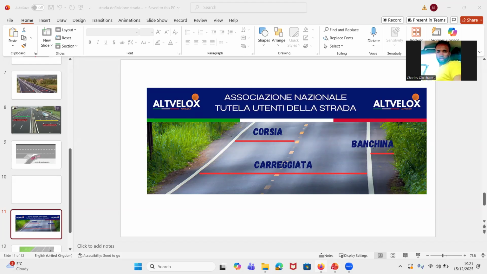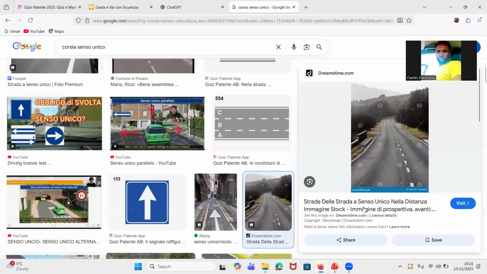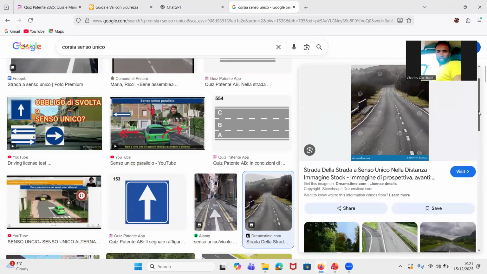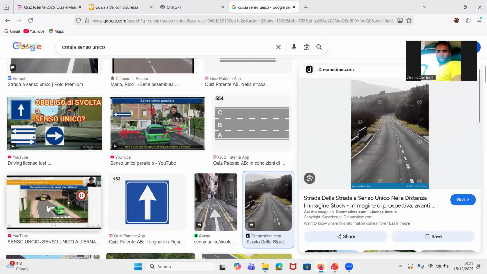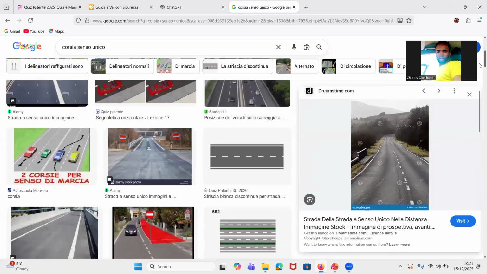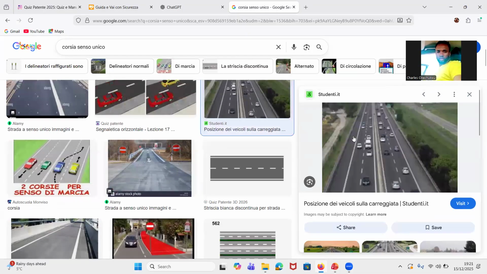May I show you a picture again, because sometimes it's good for us to understand this thing very well. Now, what I mean by going the same direction is that all vehicles drive in the same direction. For example, what do I mean? Let me see if I can find a good example here. Look at this guy. Just imagine they put a discontinuous line here.